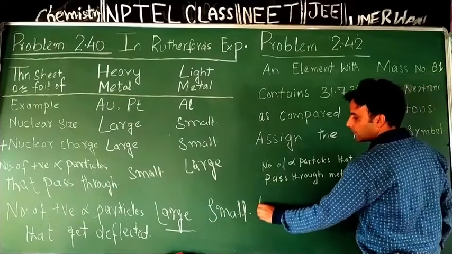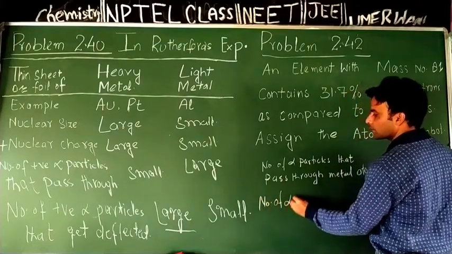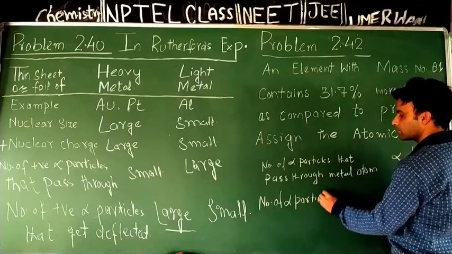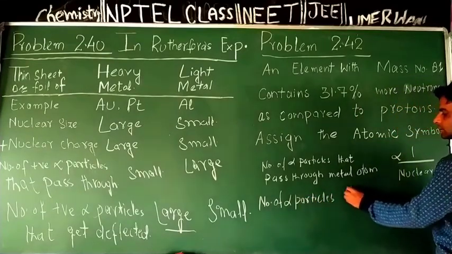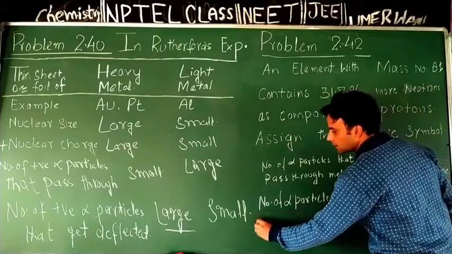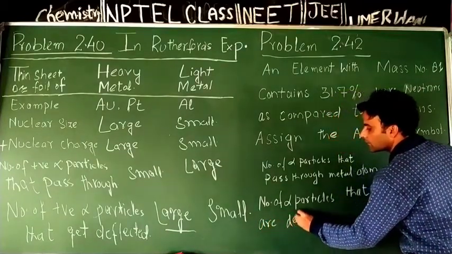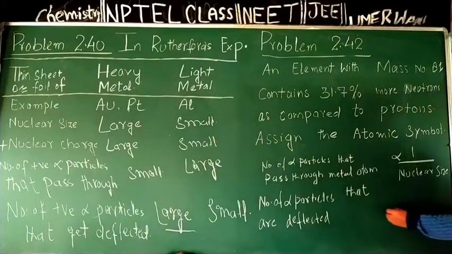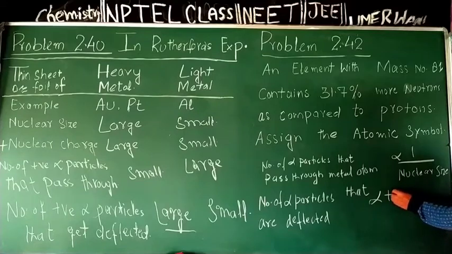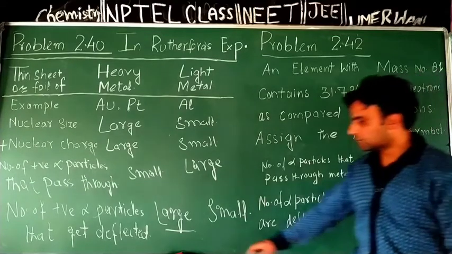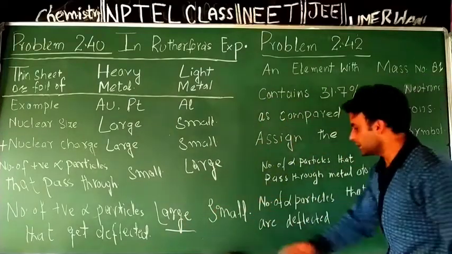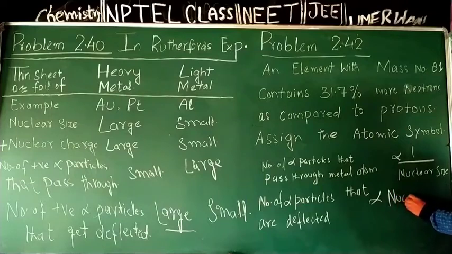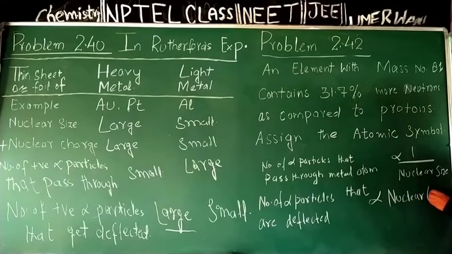Second idea, the number of alpha particles that are deflected will depend directly on nuclear charge. Nuclear charge is positive.